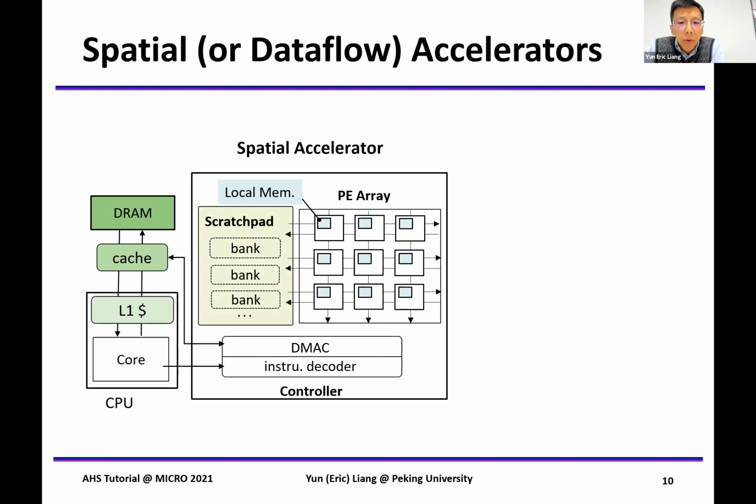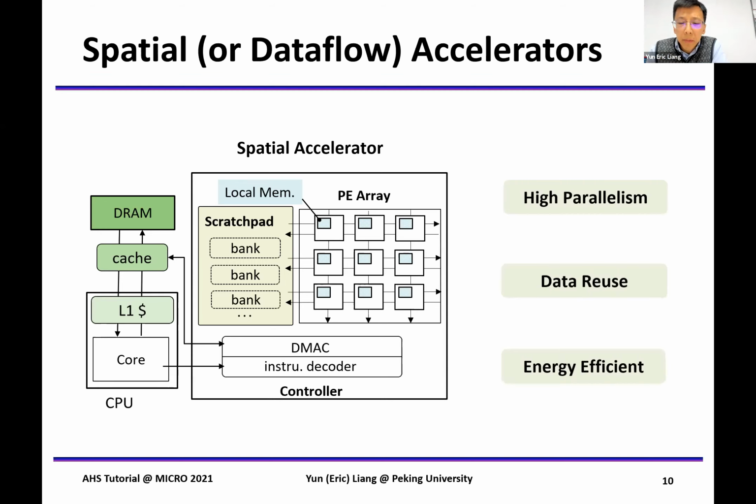Because of this huge computation amount, recently the spatial dataflow accelerator has been shown to be an effective platform for accelerating these tensor computations. In this spatial accelerator, it normally uses two-dimensional PE arrays with customized interconnection and memory hierarchy. Each PE can contain its own register and local memory, and all these PEs will share the scratchpad. This spatial accelerator is very efficient because it offers high parallelism, high data reuse, and it is also energy efficient.